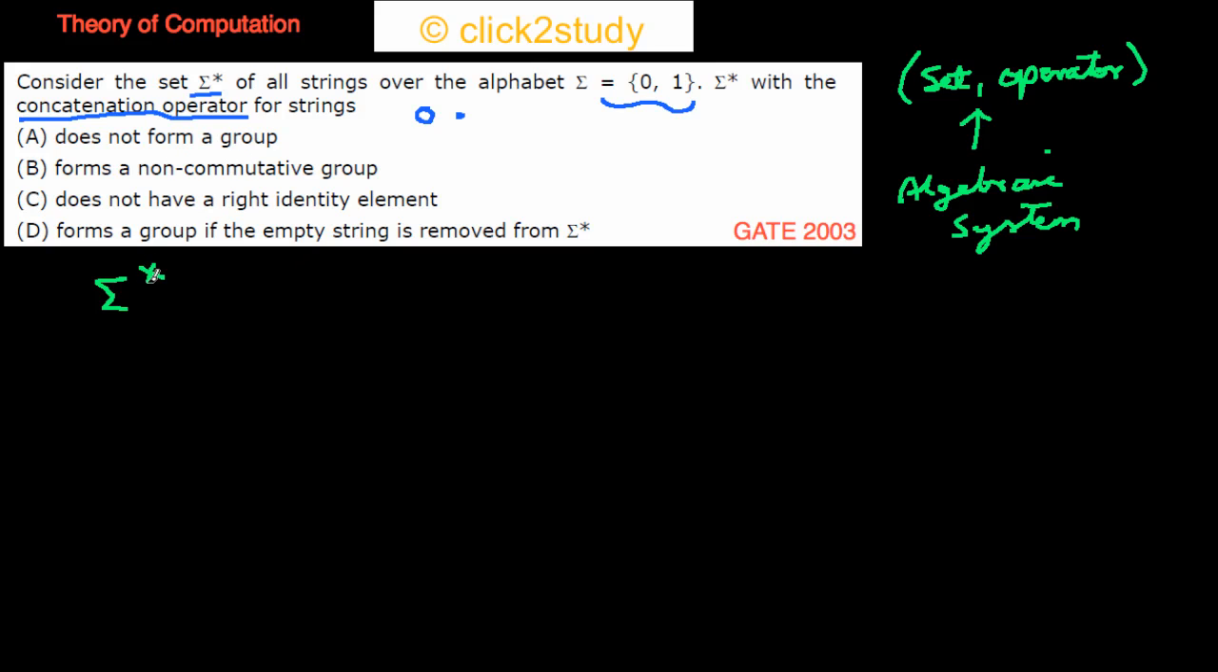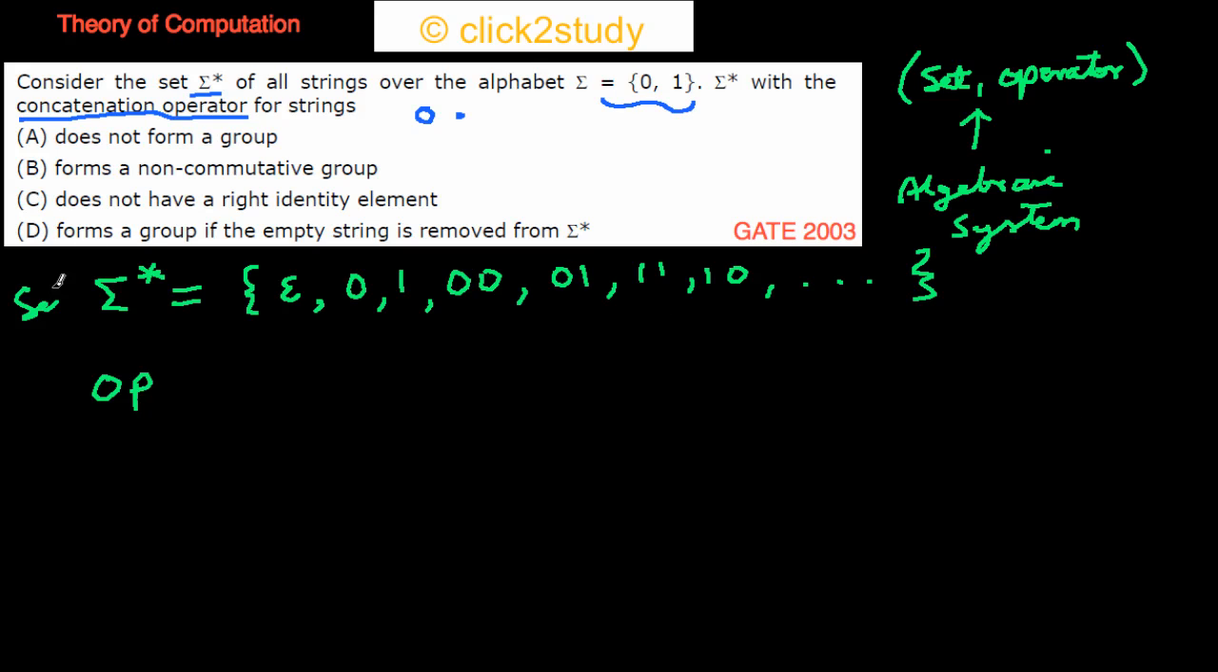So what is the set? The set is sigma star on this alphabet. That means the elements in our set are the empty string, then if you concatenate once, you have 0, 1, then 00, 01, 11, 10, and so on. That's the set you have here, and the operator that you have is concatenation, given by this symbol.